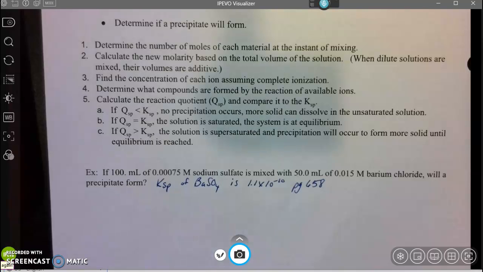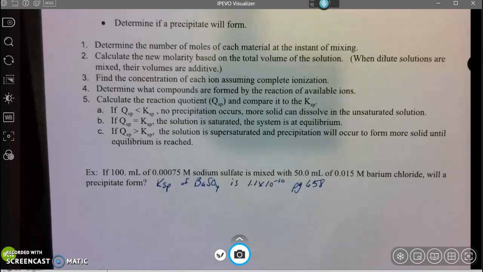And then you are going to determine what compounds are formed by the reaction of available ions. So again, precipitation reactions are usually double replacement reactions. And then you are going to calculate the reaction quotient and compare it to the KSP of the predicted precipitate. And then same as what we had before, you compare the Q value to the K value and determine which side of the equilibrium you are on. So we're going to do a sample problem here.